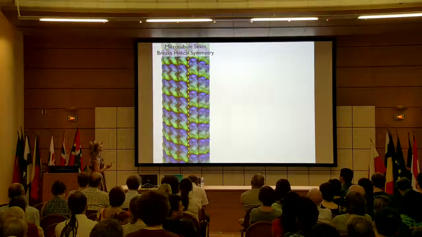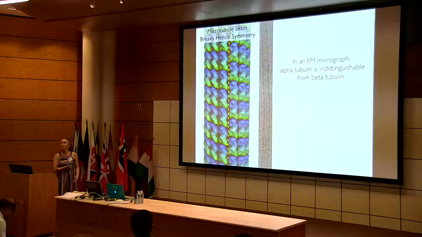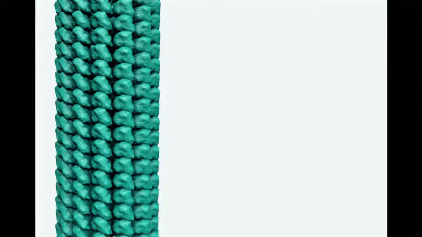The problem is that alpha and beta tubulin are very similar. And if you start with your raw images, there is very little signal to differentiate them. In reality, when we're looking at these things, they look more like this.